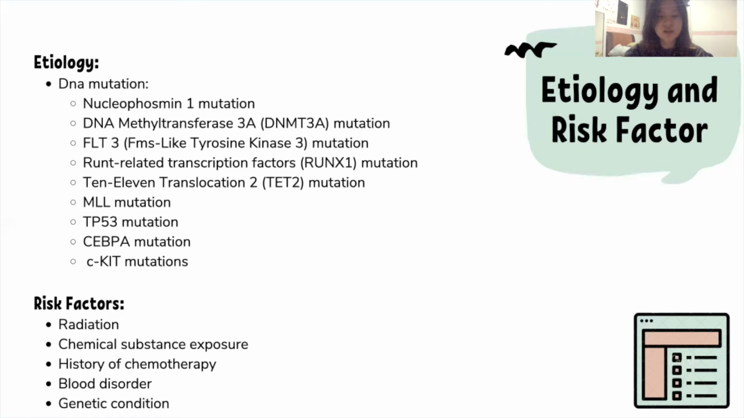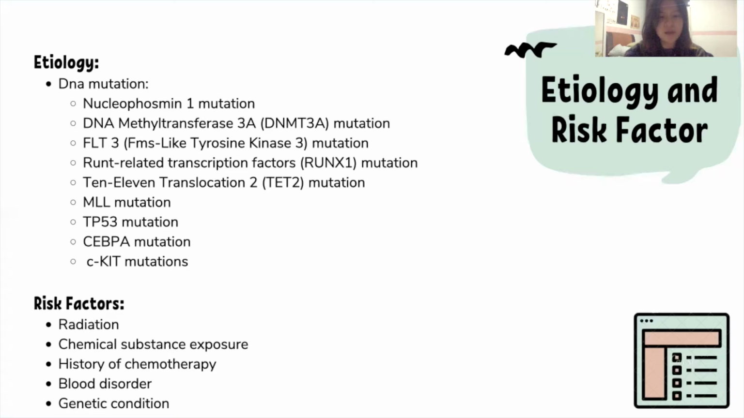These changes can be caused by translocation like RUNX1, MLL, and TET2 mutation, deletion in TP53 mutation, inversion, and addition or duplication of chromosome. The most common mutation is nucleophosmin-1 mutation, which stimulates myeloid proliferation. DNMT3A mutation is an example of missense mutation that causes abnormality in hematopoiesis and methylation. Other mutation known as CEBPA mutation and c-KIT mutation.